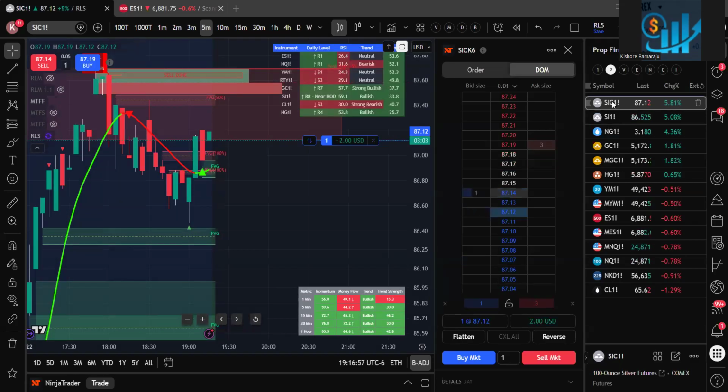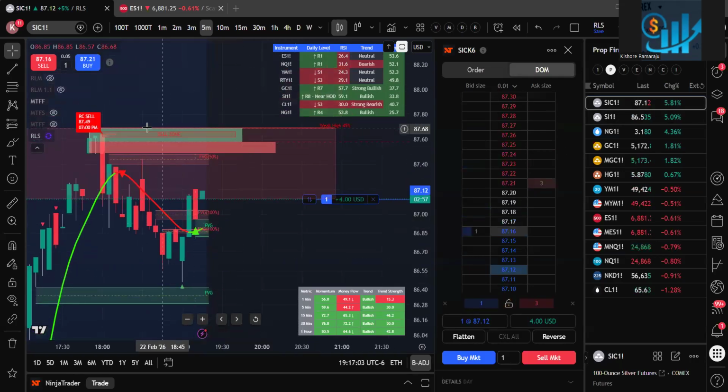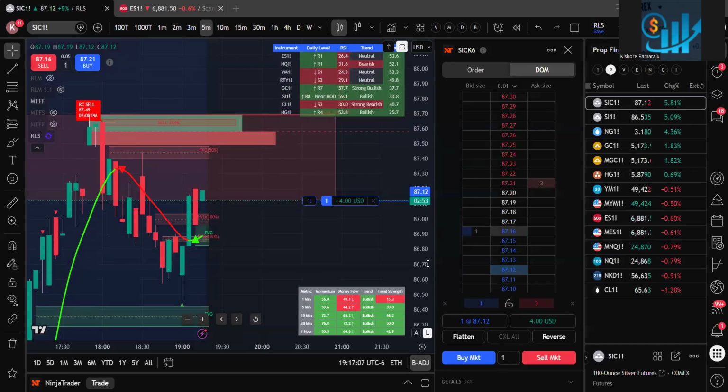We took along with SIC, which is the micro for silver, just like MGC. Silver is also bullish. You got a pullback and you got a nice bullish candle. So silver also should go all the way to the top.